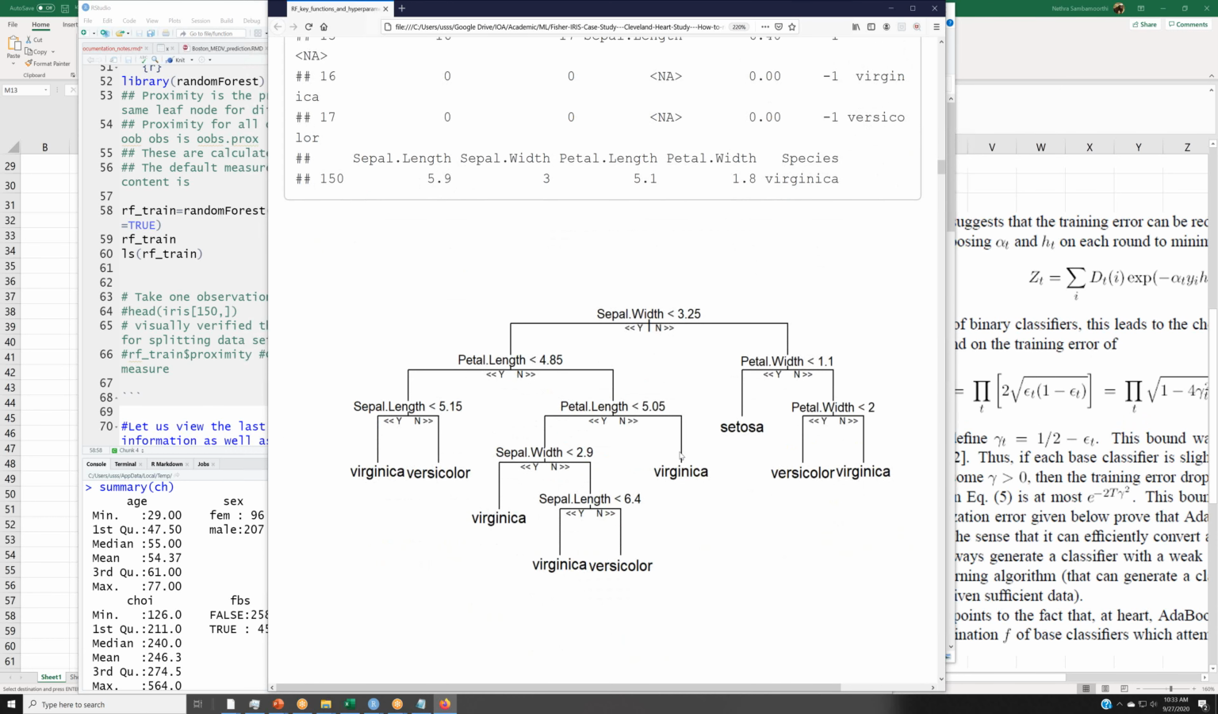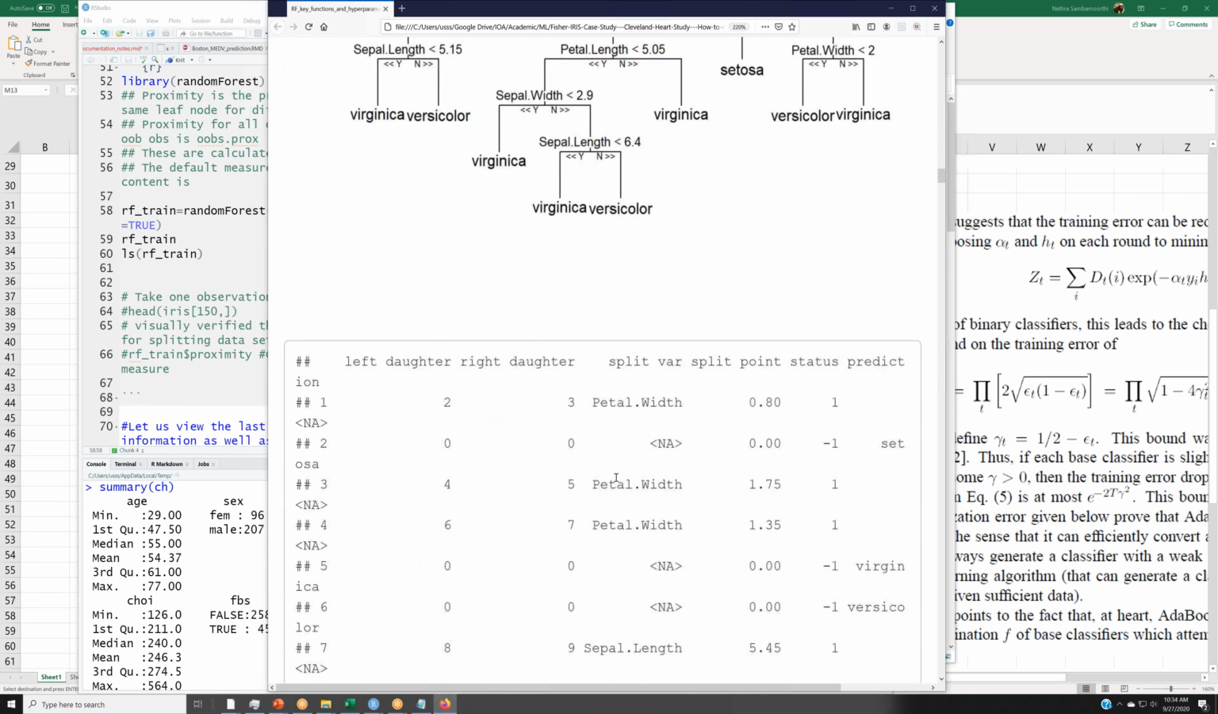mtry versus number of splits. The number of splits is 2, but mtry is 4 right now. That is, the random number of selections of variables is 4, right? And that's because there are only 4 variables, it takes 4 variables every time. But then it uses 2 of them to make a decision to split. Okay.